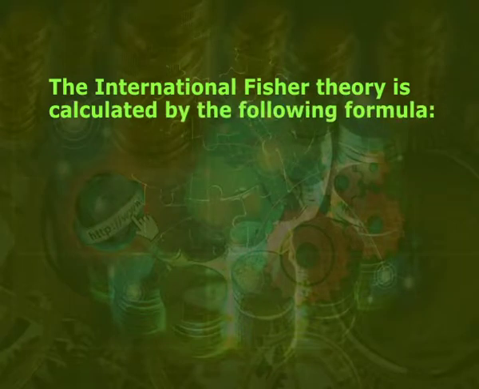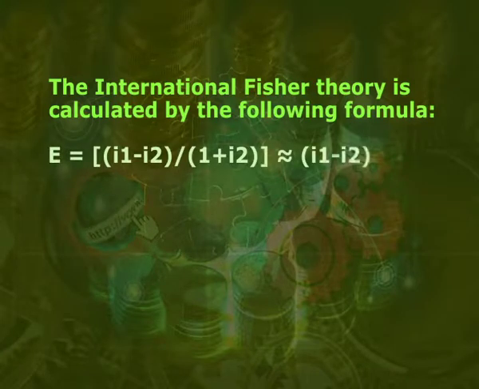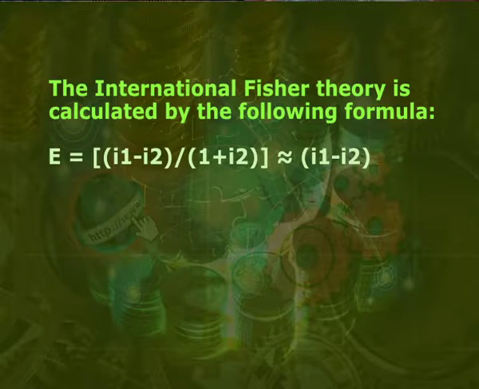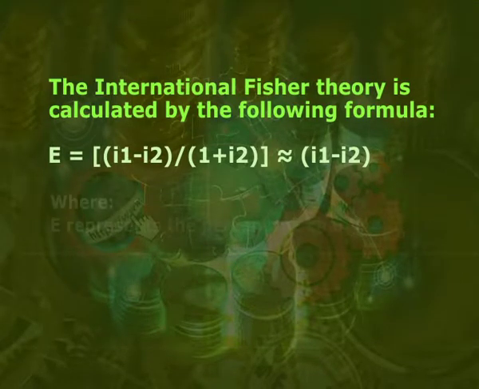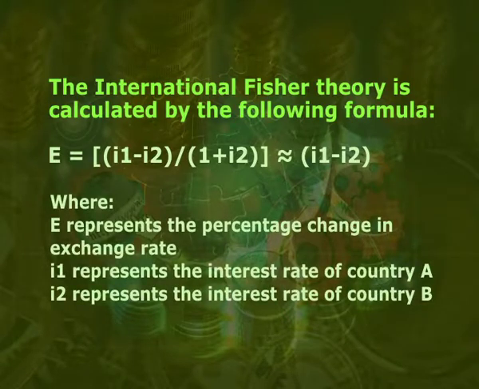The International Fisher theory is calculated by the following formula: E is equal to (I1 minus I2) divided by (1 plus I2), which is approximately equivalent to I1 minus I2, where E represents the percentage change in exchange rate, I1 represents the interest rate of country A, and I2 represents the interest rate of country B.